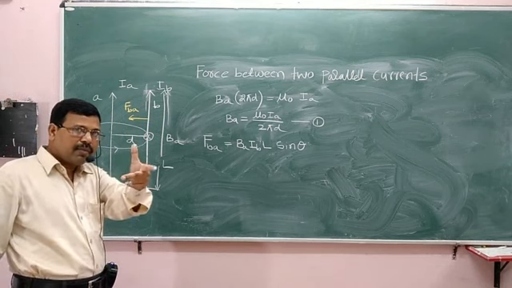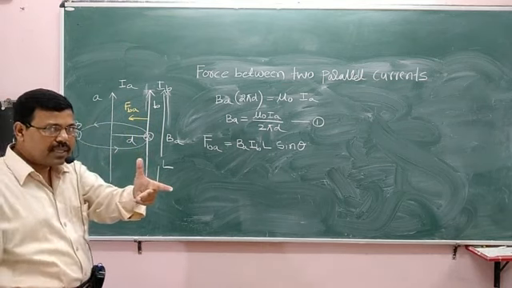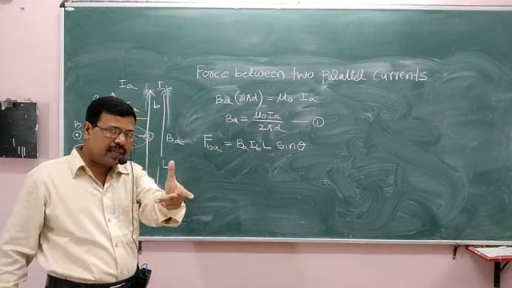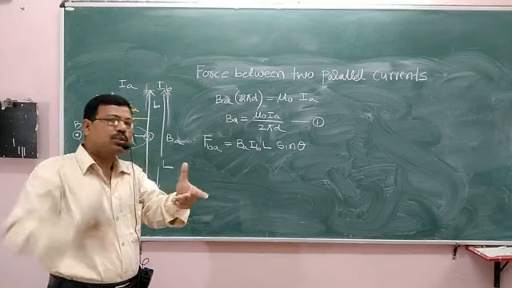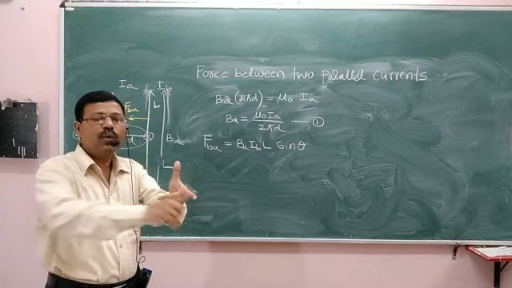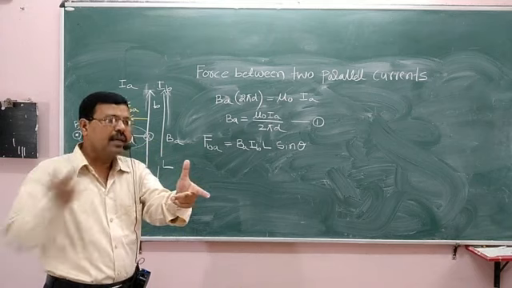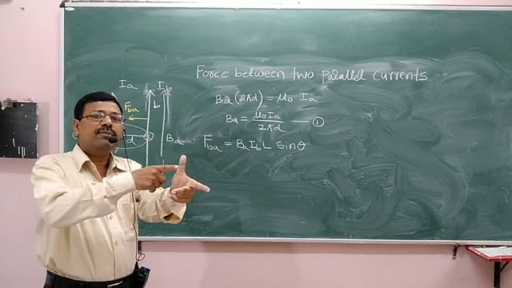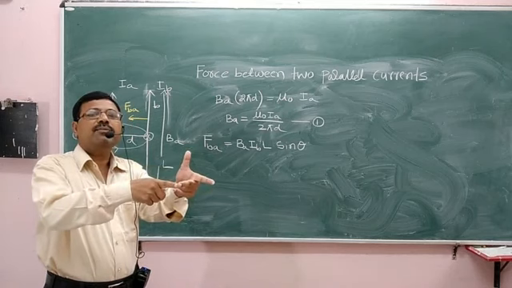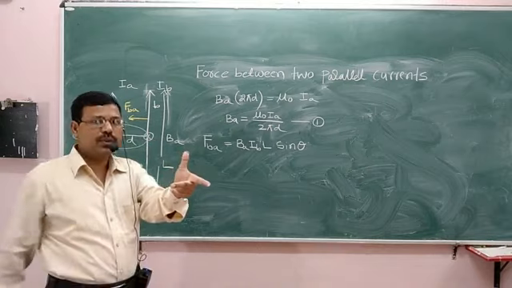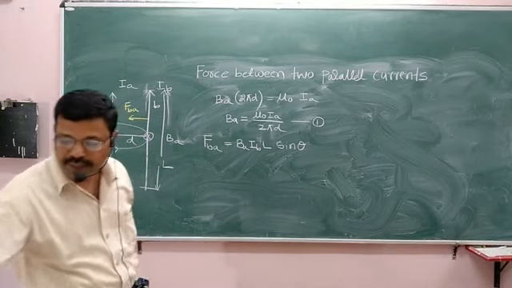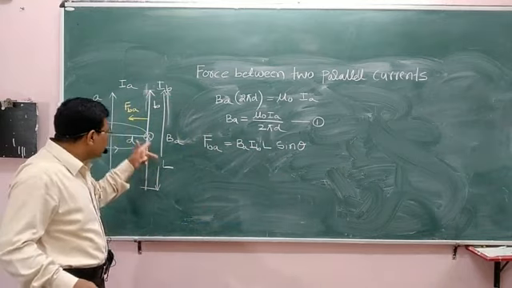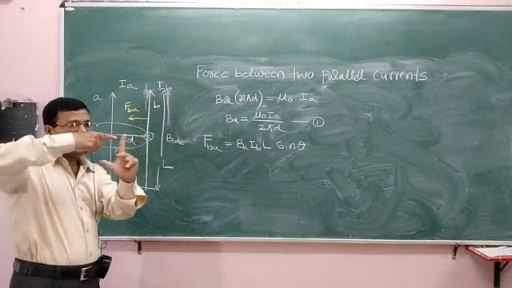But that is by Fleming's left-hand rule. Fleming's left-hand rule states that hold the first three fingers of the left hand in such a way that all three are perpendicular to each other. Then the thumb shows the direction of force, the central finger shows the direction of current, and the forefinger shows the direction of magnetic field. Right. Now here, theta is the angle between the current and the magnetic field, that is 90 degrees.